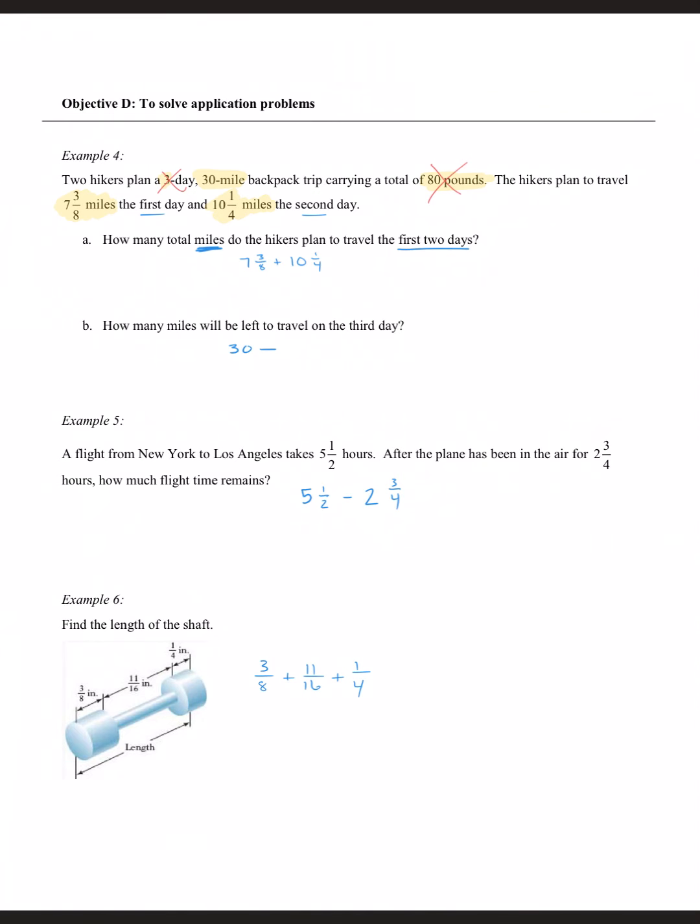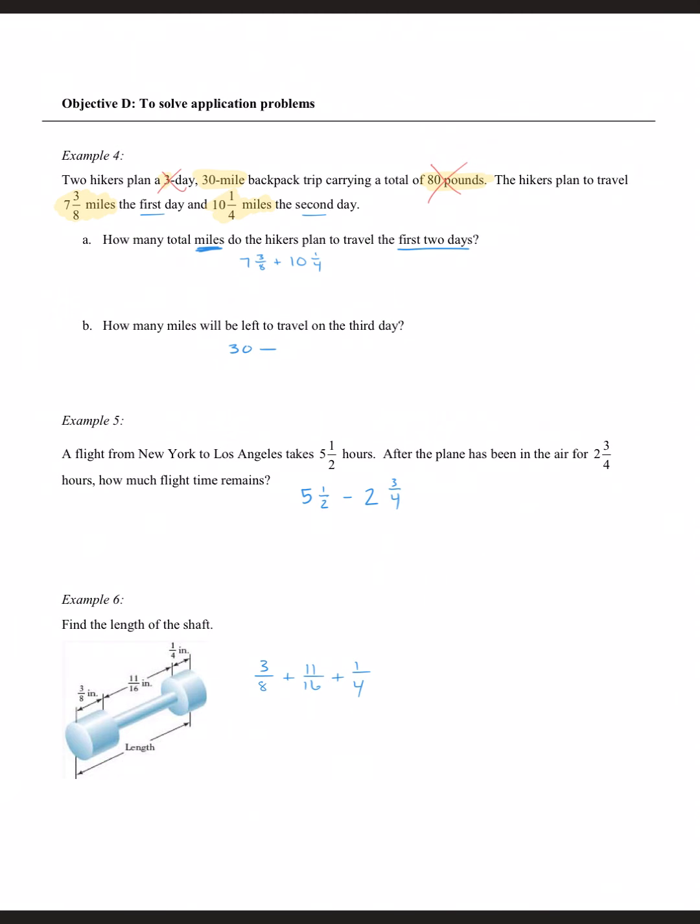Okay then, moving on to example 5. A flight from New York to LA takes 5.5 hours. After the plane's been in the air for 2 3/4 hours, how much flight remains? Again, if we forget the fraction parts and we say the flight takes 5 hours and the plane's been in the air for 2 hours, how much remains? We know we'd have to take 5 minus 2. So we do that same thing, but we include the fractions. And once we find that difference, that would be our answer here.